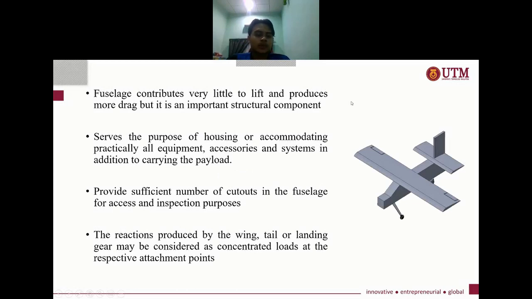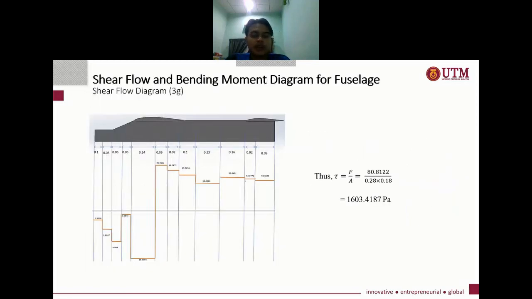The fuselage contributes very little to lift and produces more drag, but it is an important structural component. It serves the purpose of housing or accommodating practically all equipment, accessories and systems, in addition to carrying the payload. Provide a sufficient number of cutouts in the fuselage for access and inspection purposes. The reactions produced by the wing, tail or landing gear may be considered as concentrated loads at the respective attachment points.